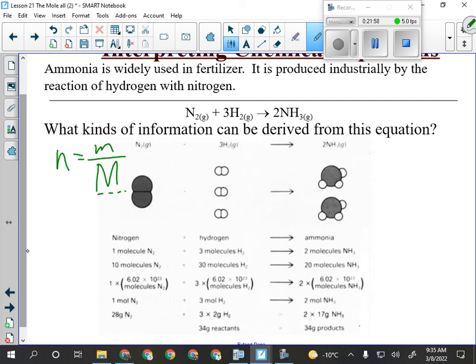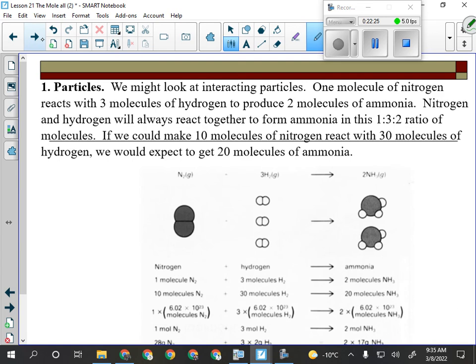There's all kinds of different ways to interpret these chemical reactions, and that's also why it's important that we balance them. If they're balanced, it'll make sure that I have 34 grams of reactants and 34 grams of products, and thus obey the law of conservation of mass. So the whole reason we balance is to keep this stoichiometry, number of moles, amount of mass, always consistent. All right, so we can talk about particles.